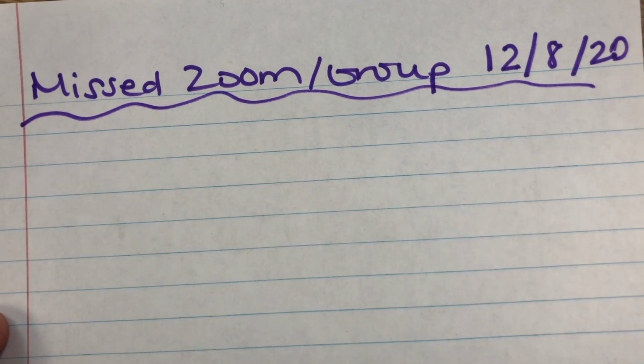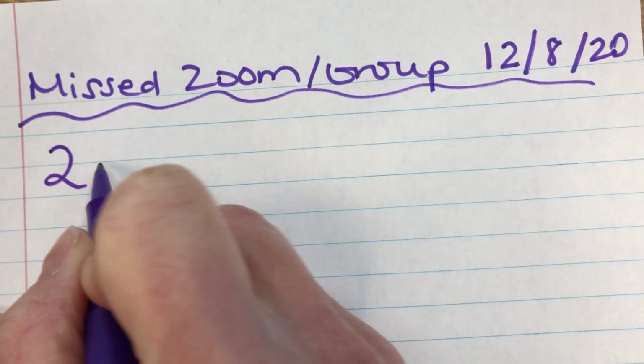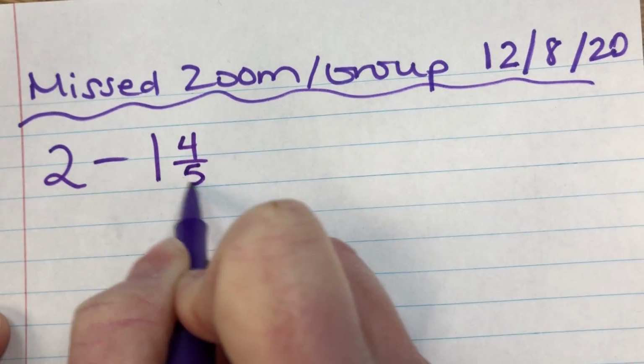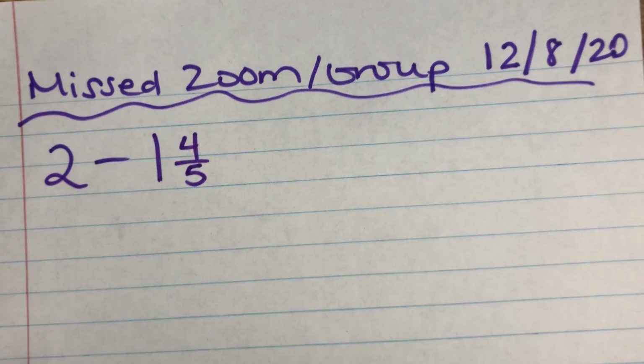And of course, we started off with a number talk. We're looking at subtracting fractions from whole numbers. I want you to do these in your head. The first one we did was 2 minus 1 and 4/5. So you can go ahead and think through that one and press play when you're ready.